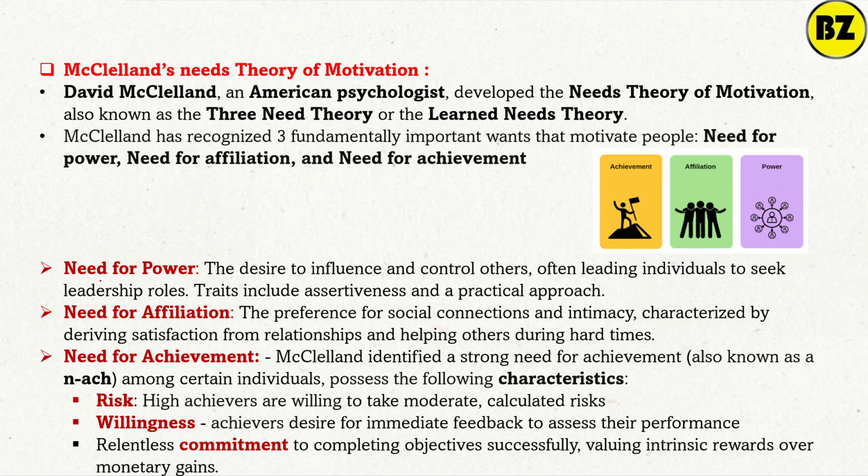One by one, what is the need for power? According to McClelland's need theory, there are three basic factors which motivate people: the need for power, the need for affiliation, and the need for achievement. First, what is the need for power? It is the desire to influence and control others, often leading the individual to seek a leadership role. The traits include assertiveness and a practical approach.